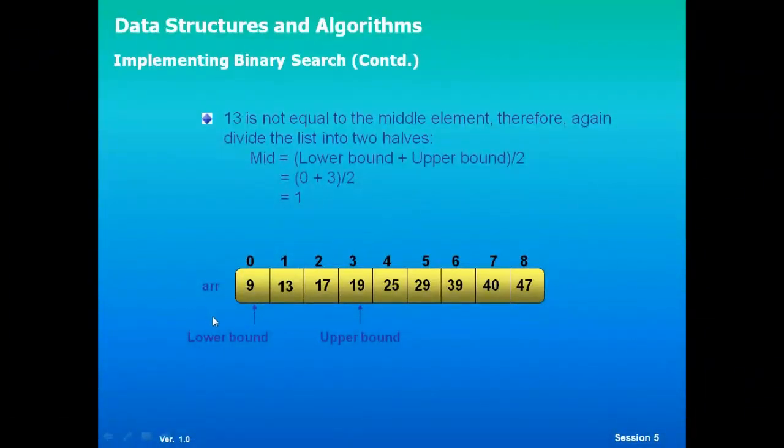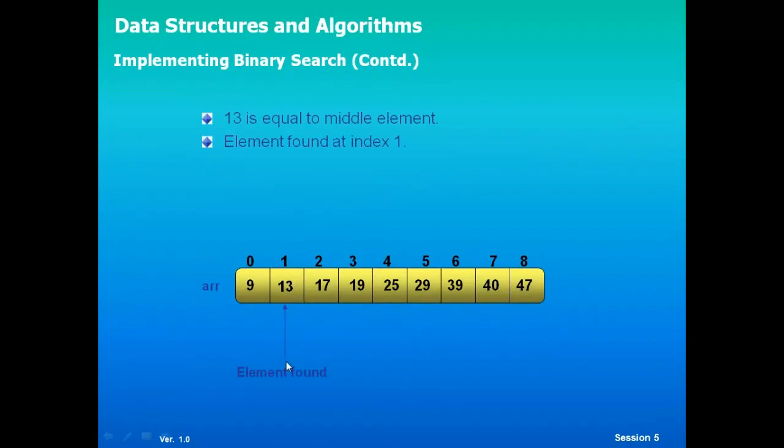Okay, after this, right now upper bound is middle minus 1. Once again, it is 3. 0 plus 3 divided by 2, you got the middle as 1. Now 13 is equal to the middle element, found at first index. Element found at first index. Look at this, just two comparisons.